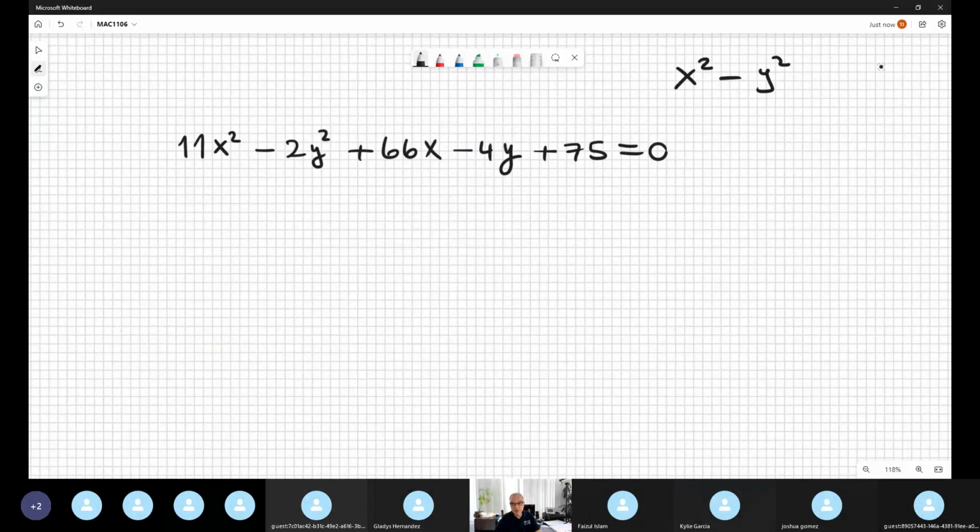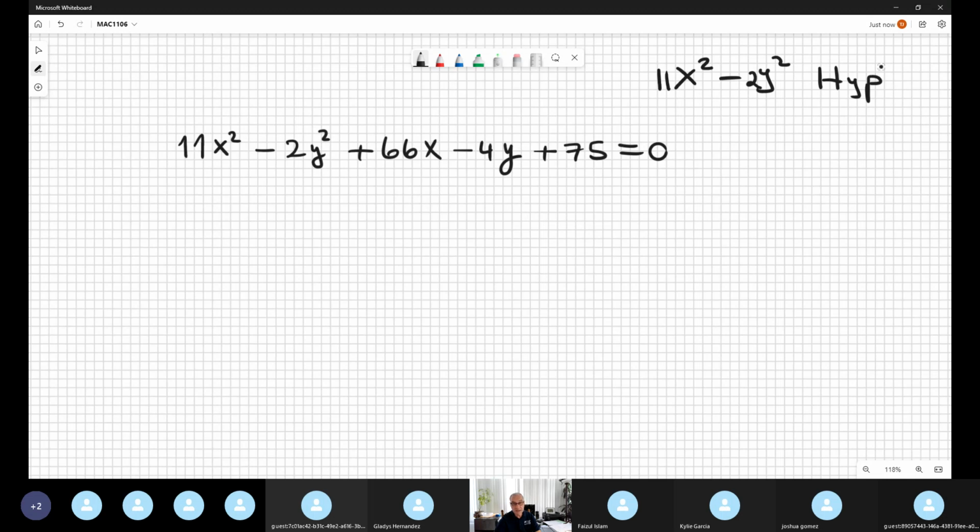Doesn't matter that it's 11 and 2, the coefficients, you know, it's not important. It's not important. 11 and 2. It's a hyperbola. It's the clue. Okay, so now, as always, this is the general form.